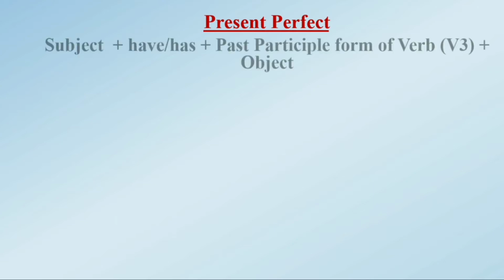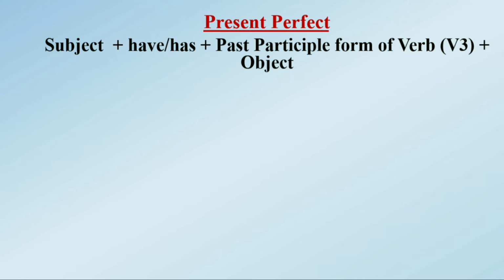In this video, I want to introduce present perfect tense. Present perfect. First, let us know the structure of present perfect. First, subject plus have or has plus past participle form of verb plus object. In this tense, we have to use have or has as auxiliaries or helping verbs along with the subject. And the verb is in past participle form, that is third form.